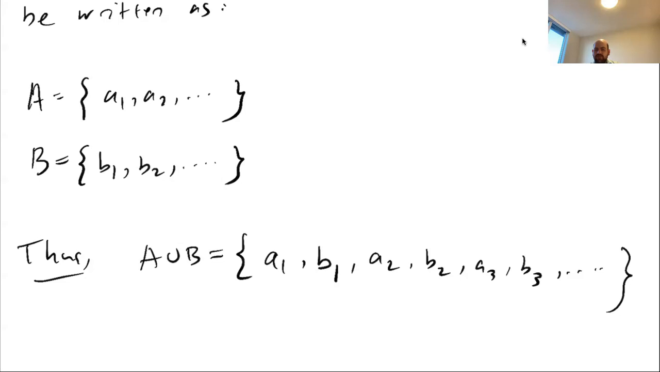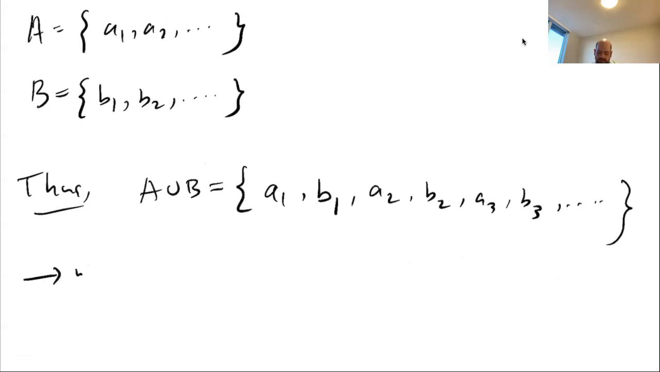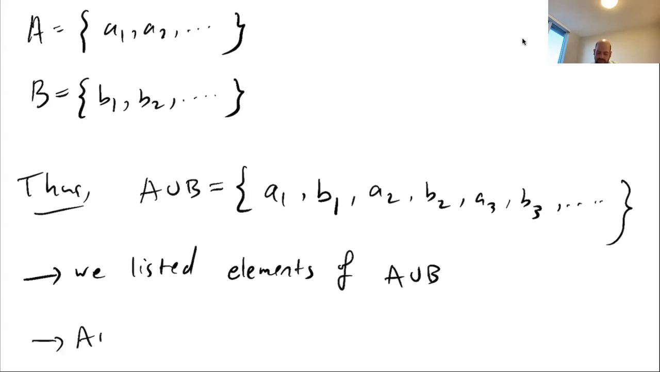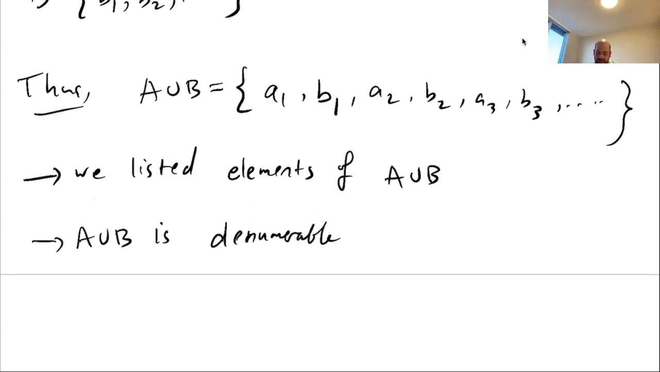I explicitly said which one is the first one, which one is the second one, and so on. And this is exactly what we mean by listing. You have to say, okay, which element is the first one, which element is the second one, and so on. So that means we listed elements of A union B, and then that means A union B is denumerable. And that means A union B is countable.